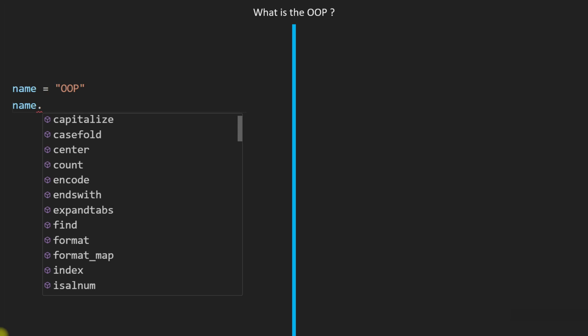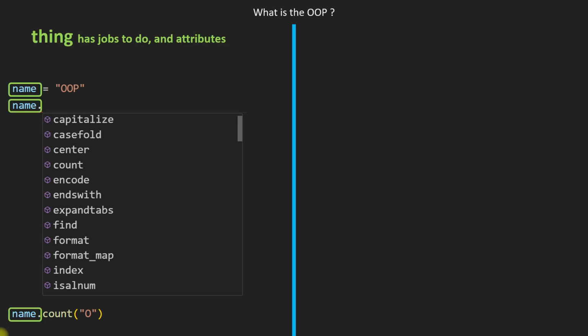And if I want to do a job, I will write the thing or the name of the variable that contains the thing. After that, the job. For example, we have used count with this thing. The variable that is called name contains a thing, and this thing has jobs to do and also attributes. And this thing is an object.